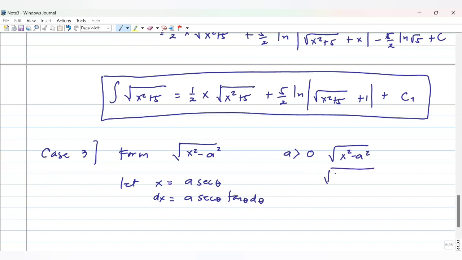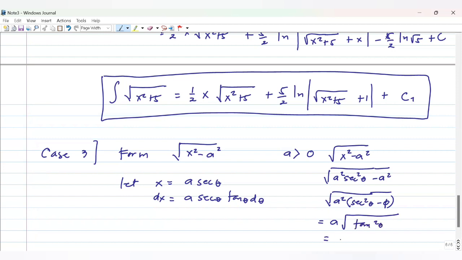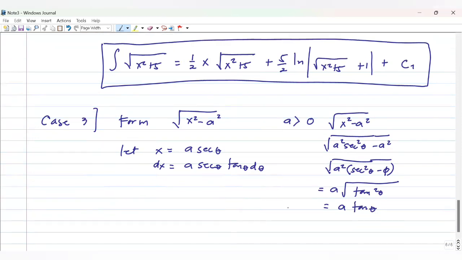that will be a squared secant squared of theta minus a squared. So that will be a squared times secant squared of theta minus 1. Therefore that will be a times the square root of tangent squared of theta. So finally, that is a tangent of theta. Okay, so this is your square root of x squared minus a squared. Hopefully that is clear.